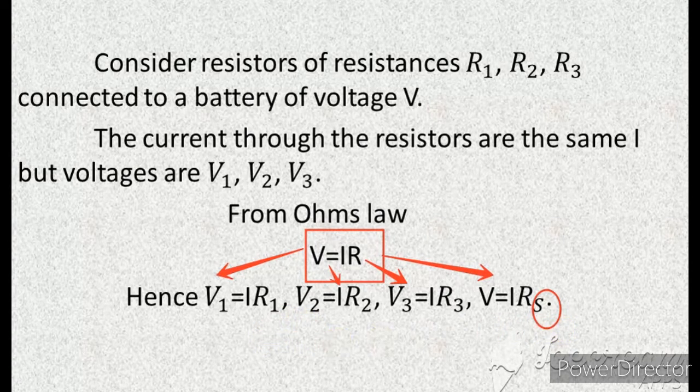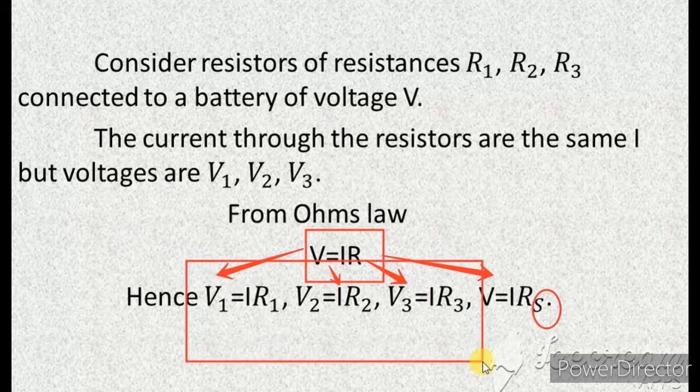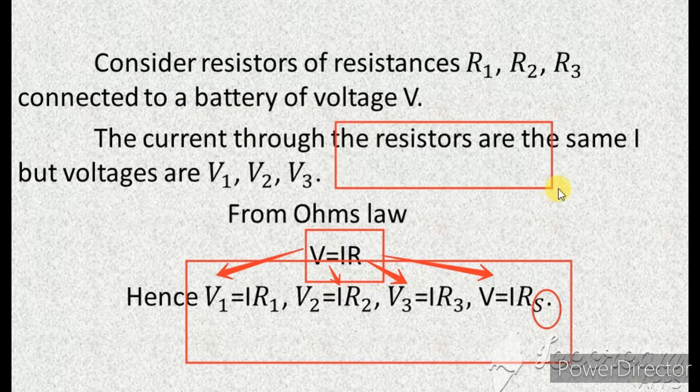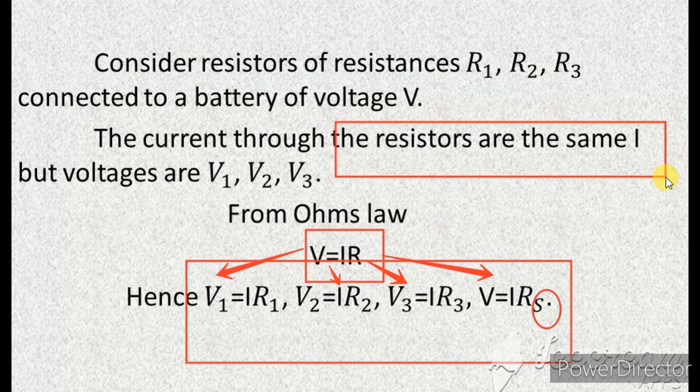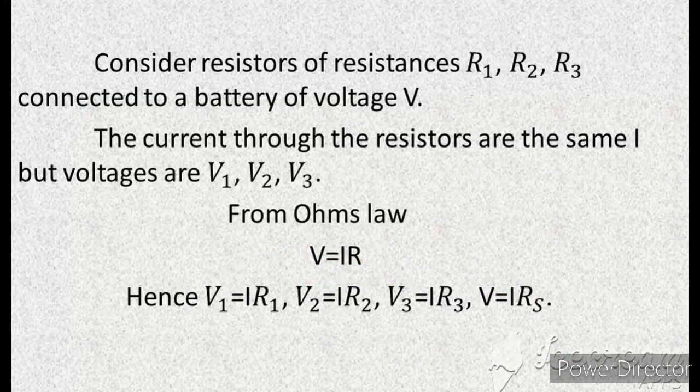But in all these equations, you have to note down one thing. I is constant because the current through the resistors is the same. Current is the same, and so we are writing I into R1, I into R2, I into R3 like that. Okay. So we have found the values of V1, V2, V3, etc.